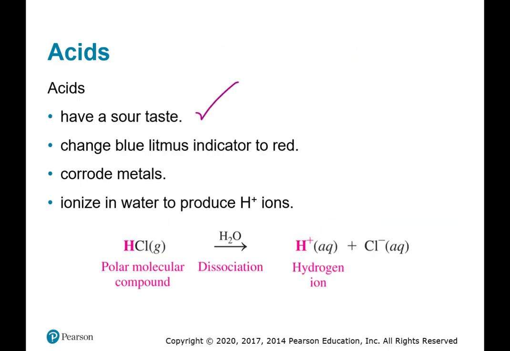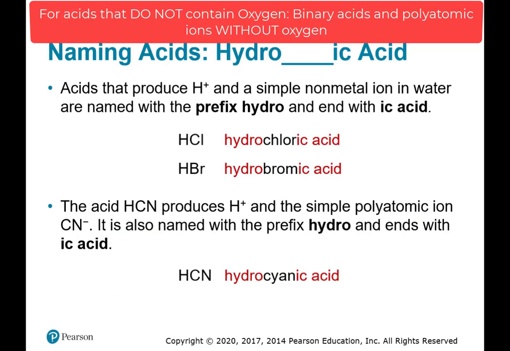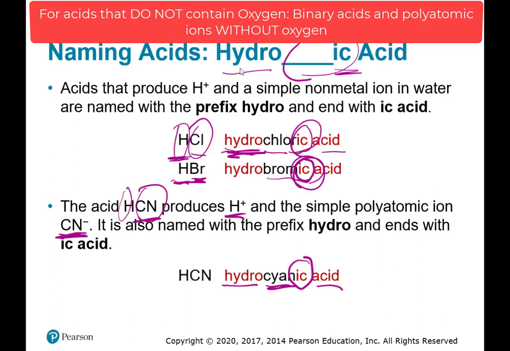Acids have a sour taste. They change blue litmus indicator to red. They corrode metals. And they ionize in water to produce H+ ions. For example, HCl is hydrochloric acid. It's very polar. And when it dissolves in water, we have H+ hydrogen ion, aqueous solution dissolved in water, and our chloride ion.